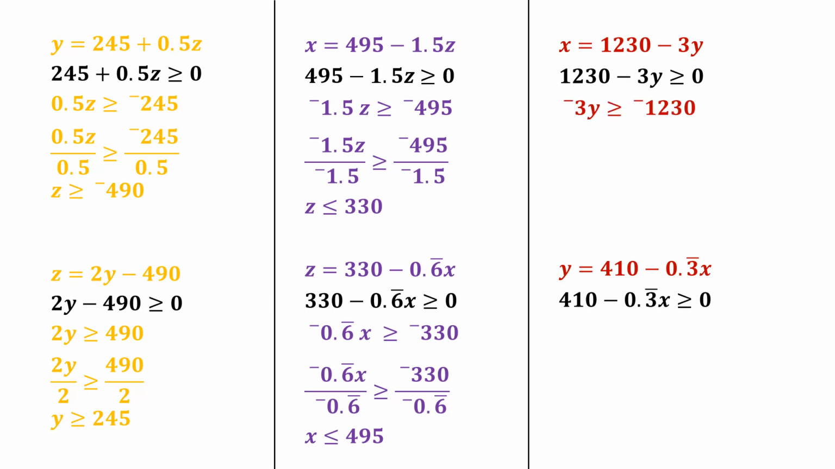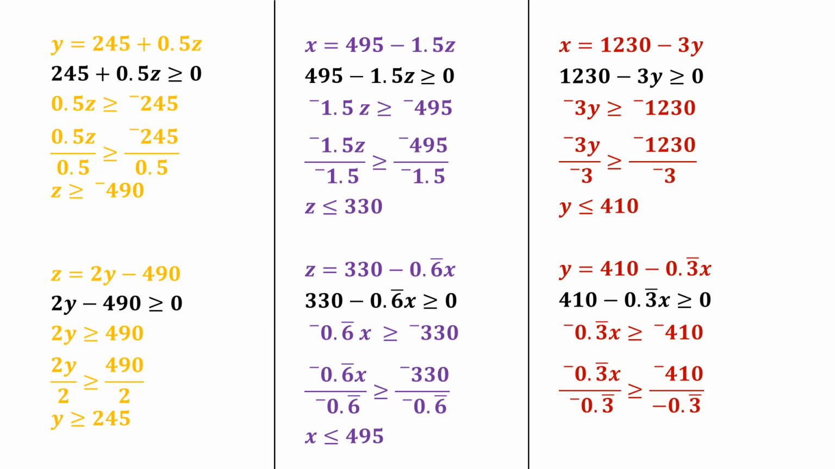Right, here we're going to put the 1230 on the other side, divide everything by negative 3. Again, the inequality swaps to get y is less than or equal to 410. And finally, we're going to put the 410 over here, divide everything by negative 0.3 recurring, and get x is less than or equal to 1230.